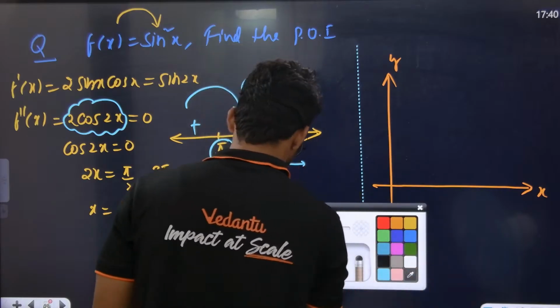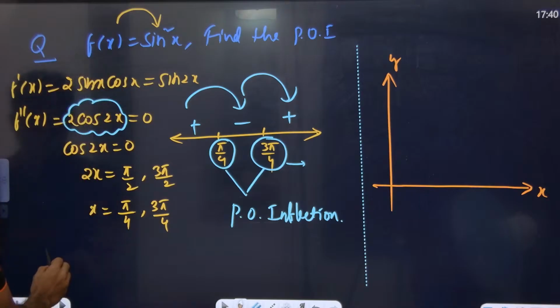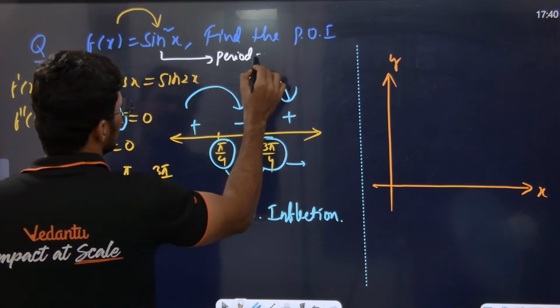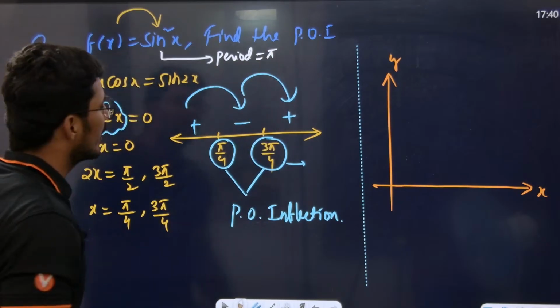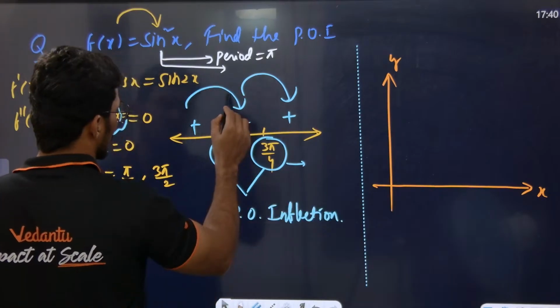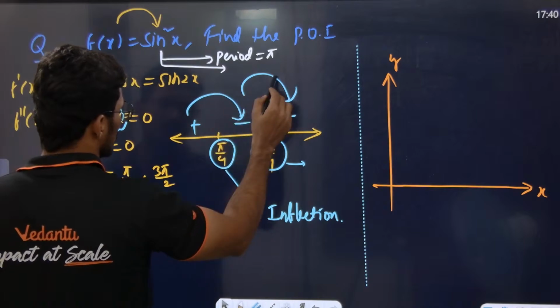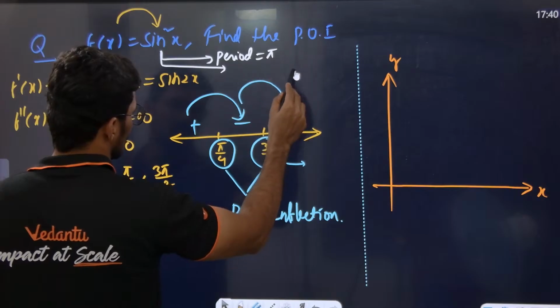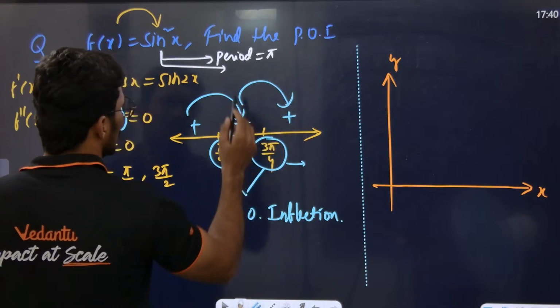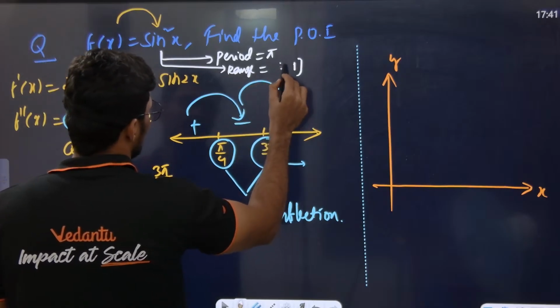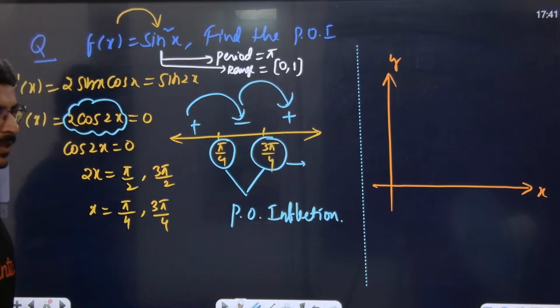You need to understand the graph. What is the period of f of x? The period of sin x, and sin square x has period pi. Are you getting the point? And what is the range? Sin square x, right? Maximum value is definitely 1, minimum value is 0. The range is 0 to 1.